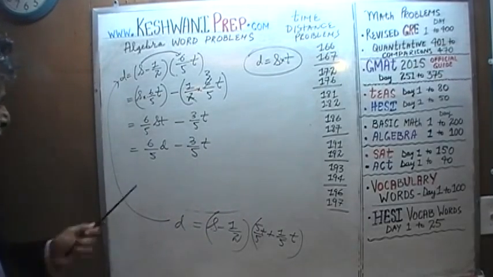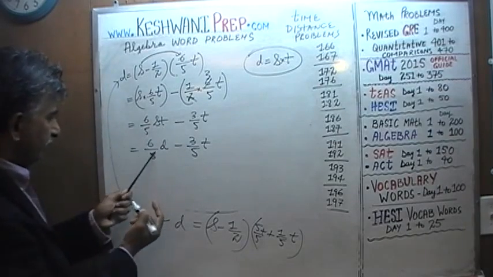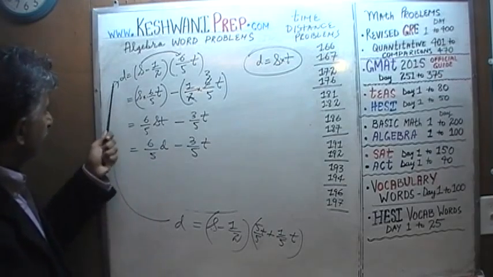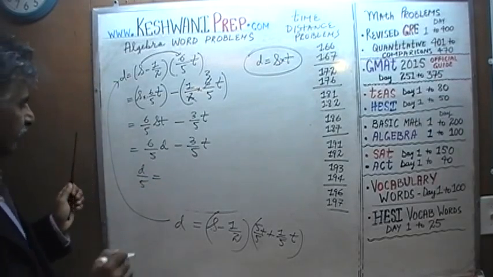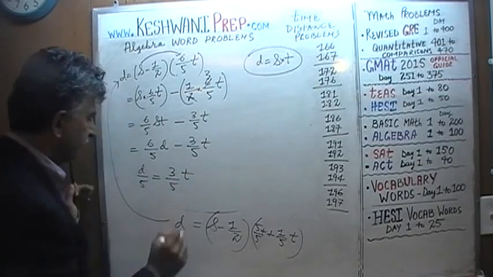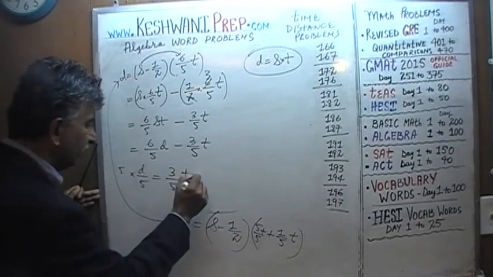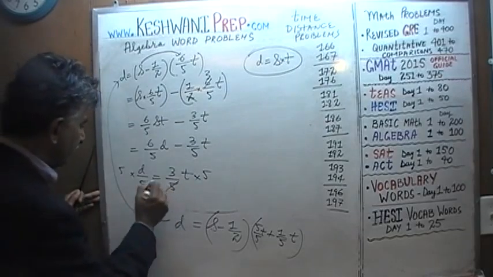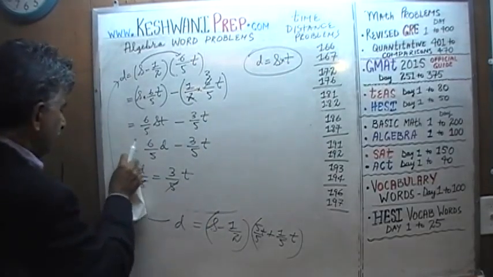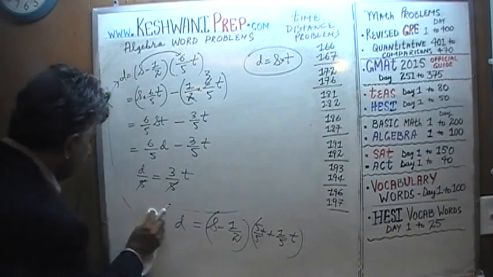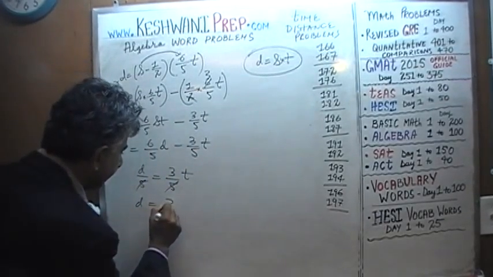Are you still with me? Bring the d to this side and bring the 3/5 t on the other side. 6/5 d minus d is going to be 1/5 of a d, and you end up with 3/5 t. Multiply both sides by 5. I shouldn't have to show you these baby steps. The 5 drops out, and what we end up with is d equals 3t.